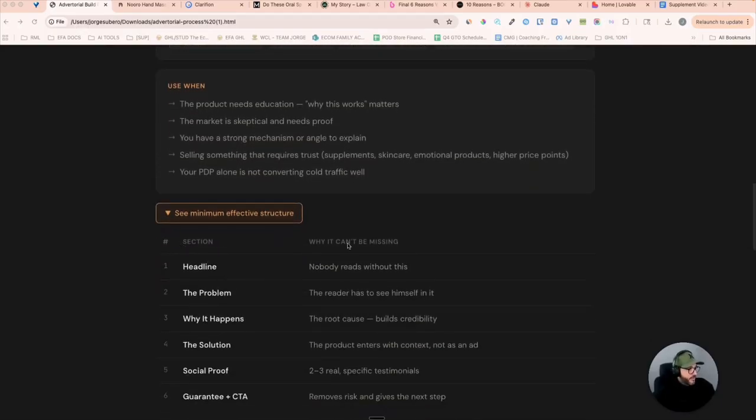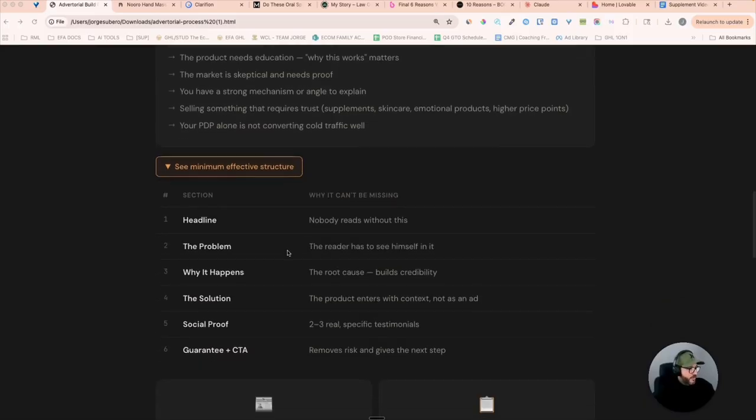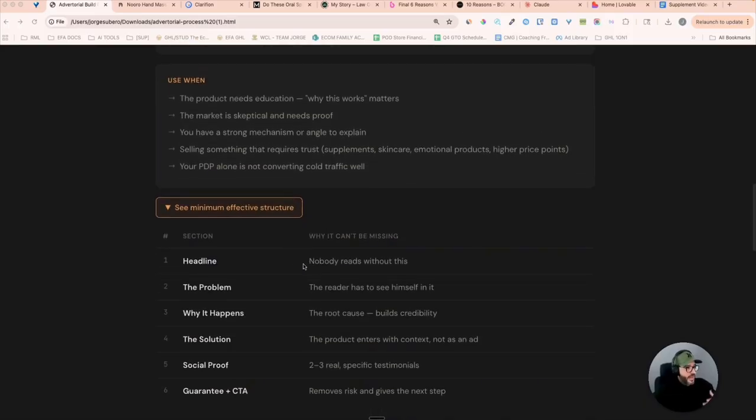Here you can see the minimum structure that you are going to be considering. One thing I have to mention about the structure is that it can come in multiple ways.